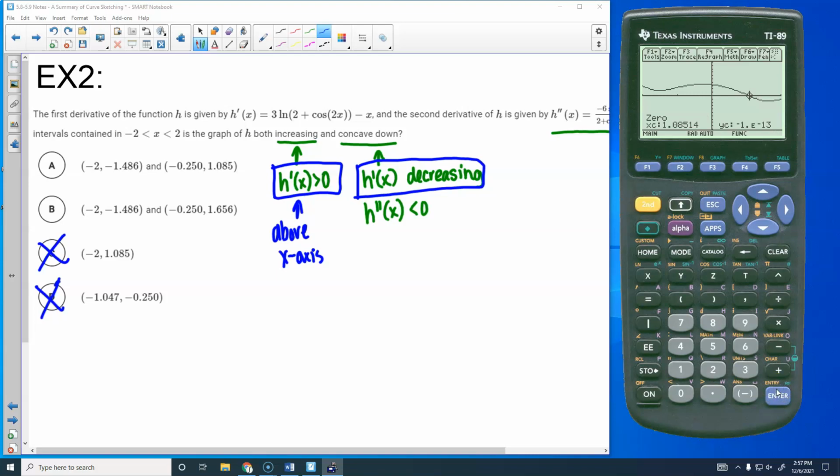Or did you change your window to where your x's are from -2 to 2? Mine completely drops it off just before one. So we get 1.085, which is A here.